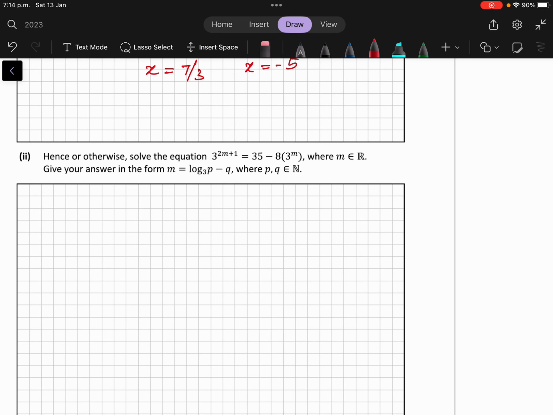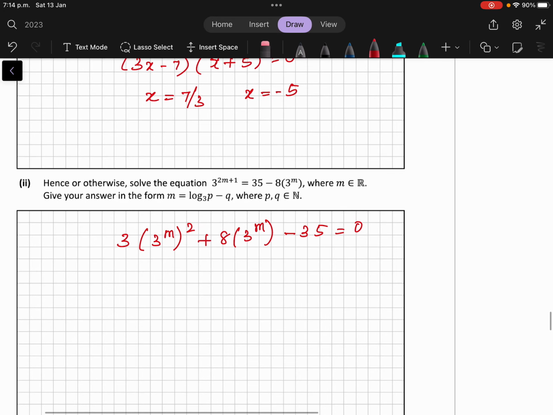Hence or otherwise solve this equation. So here you need to write this as 3 to the power of 2m plus 1 plus 8 times 3 to the power of m minus 35 is equal to 0. Okay, you can just sub in the values, or you can use the logarithmic method to do that. So let me just try the logarithmic method to solve this equation. So what I will do is 3 times (3 to the power of m) squared plus 8 times 3 to the power of m minus 35 is equal to 0.